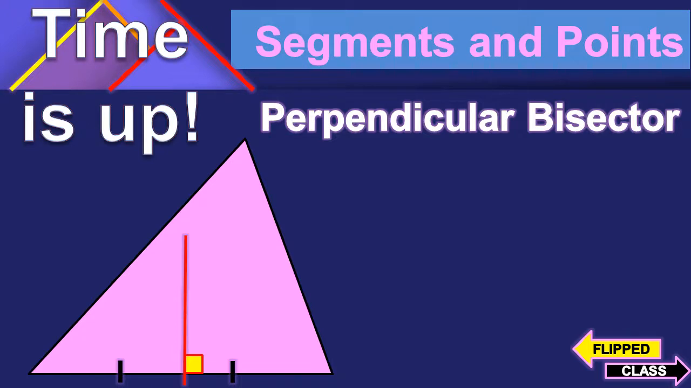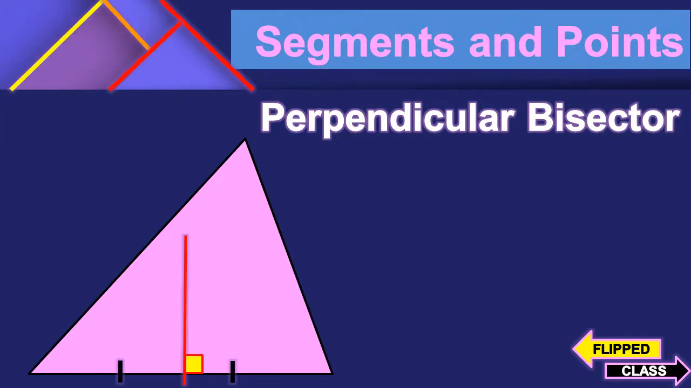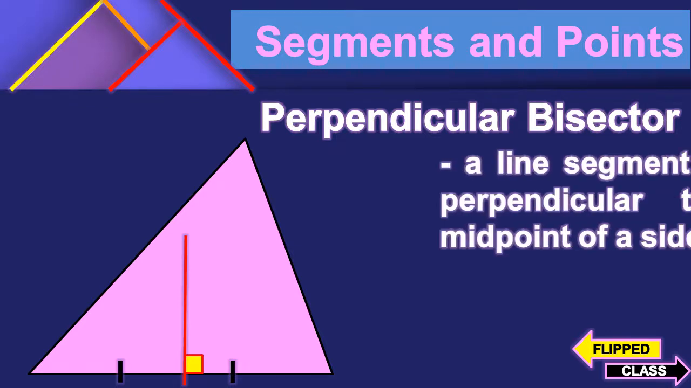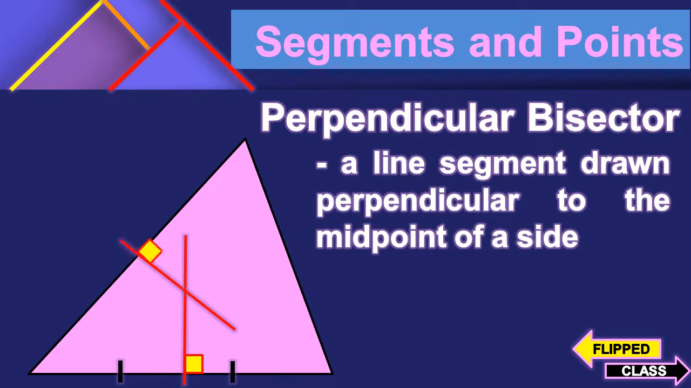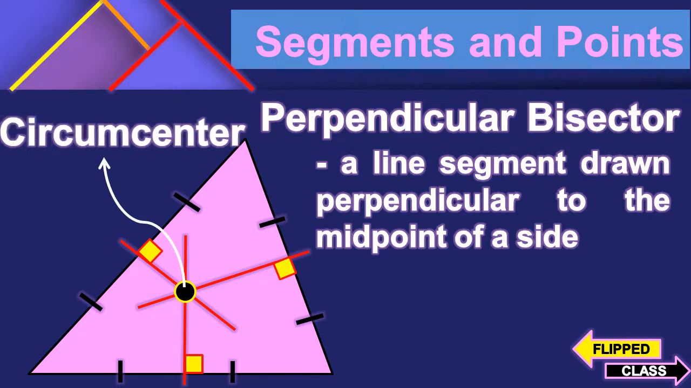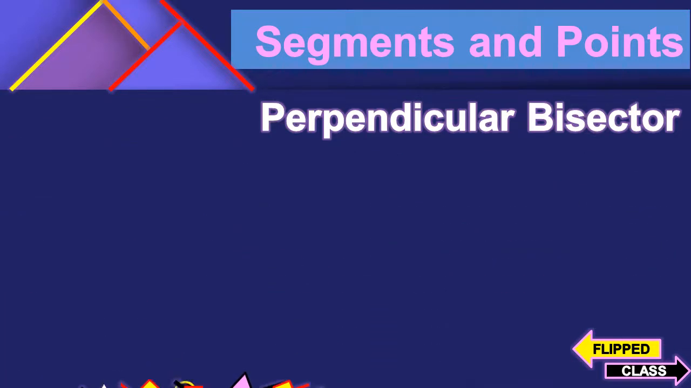Okay, time is up. Well, from the name itself again, a perpendicular bisector, probably not from the vertex, is just any line segment drawn perpendicular to the midpoint of a side or to the side. These are the three perpendicular bisectors, and its common point is also a special point named the circumcenter. So these are the special segments and special points you can see on a triangle.